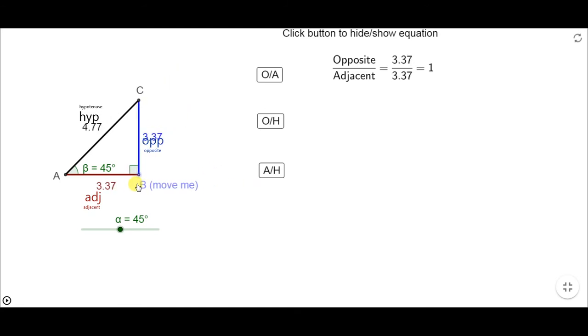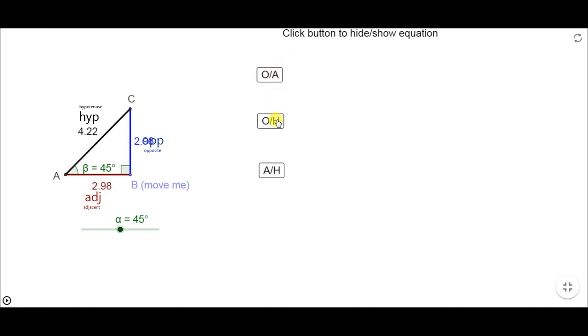Now look for the second ratio we can encounter. The second ratio we can have is opposite over hypotenuse. This is the second ratio, which is the opposite side with the hypotenuse of the triangle. So you can see the opposite side is 2.98, and the hypotenuse is 4.22. If you divide the two, you will get the answer, which is 0.71.